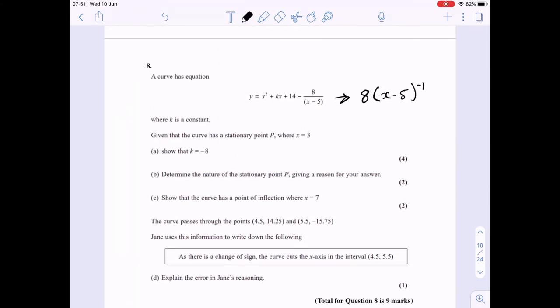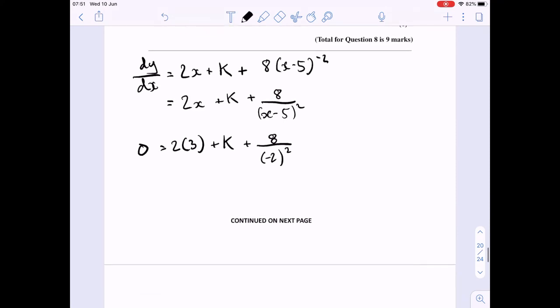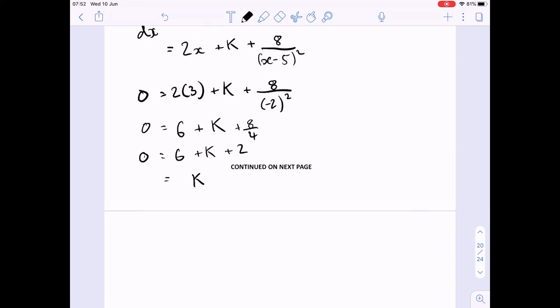Now, we're told that when x is 3, we've got a stationary point, so that's when dy by dx equals 0. So 0 is going to be 2 times 3 plus k plus 8 over minus 2 squared. So this is 6 plus k plus 8 over 4, which is 2. So 0 equals 6 plus k plus 2. So k comes out to be minus 8, which is what we needed to show.